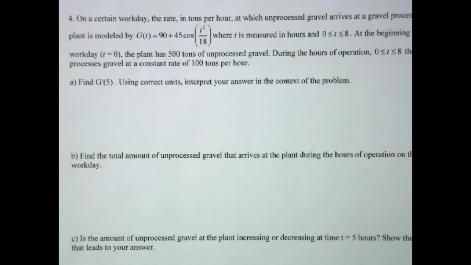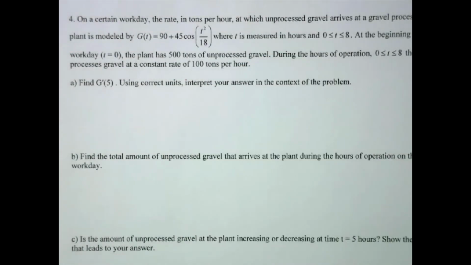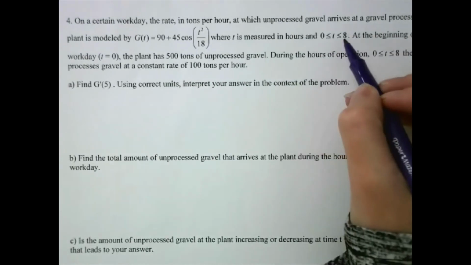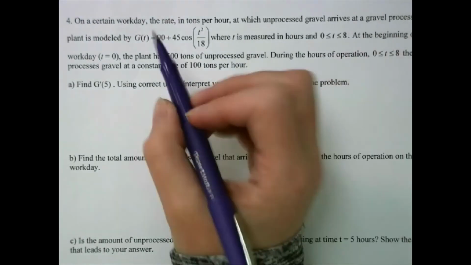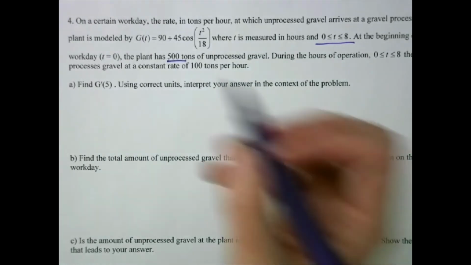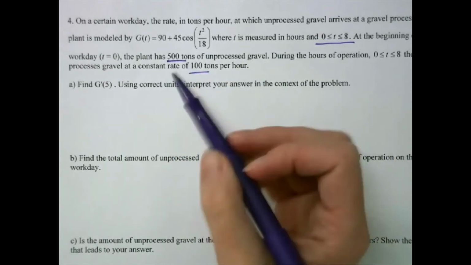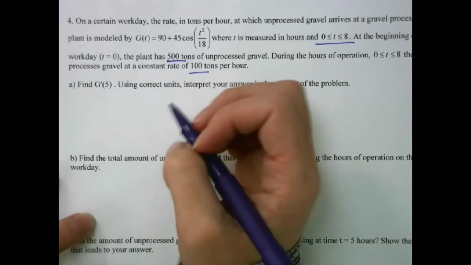Okay, on a certain workday, the rate in tons per hour at which unprocessed gravel arrives at a gravel processing plant is modeled by this function, where t is measured in hours from 0 to 8. At the beginning of the workday, we have 500 tons. So always paying attention to those little pieces of information. During the hours of operation, the plant processes it at a rate of 100. So find g prime of 5.